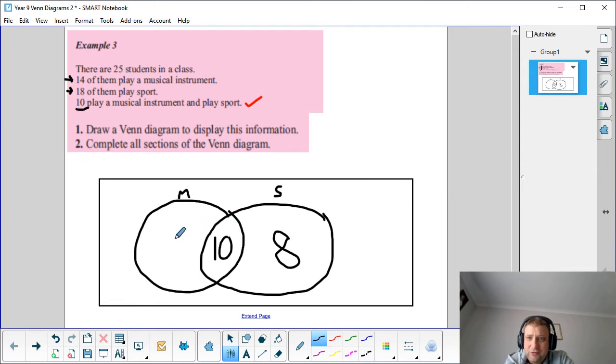Same thing applies to musical instruments. There are 14 of them total. We've already got 10 of them in the circle. There's the other 4. All right, so these numbers don't automatically go in. You've got to take out the overlap.